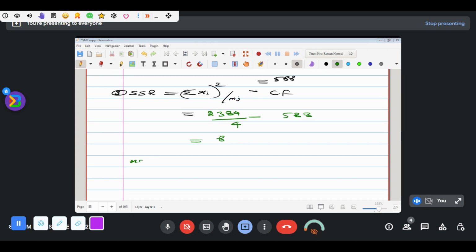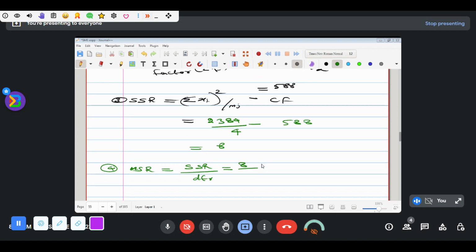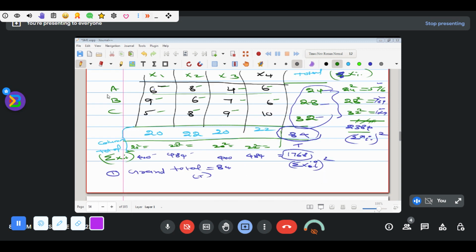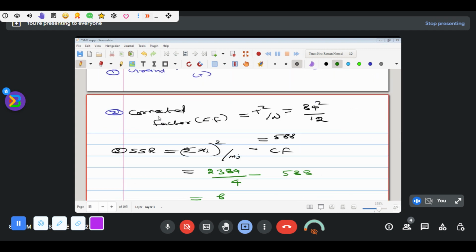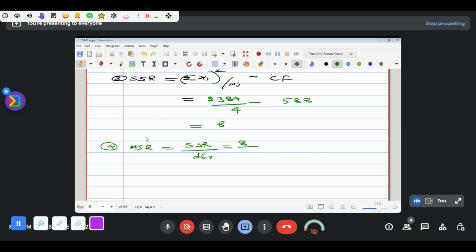Then MSR. You know the MSR calculation. What is the MSR calculation? MSR is SSR divided by degrees of freedom in the row. Then 8 divided by the number of rows. How many rows are there? A row, B row and C row, so a total of 3 rows. Therefore 3 minus 1, which is 2. Therefore 8 by 2 equals 4.